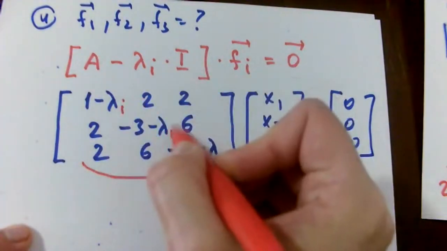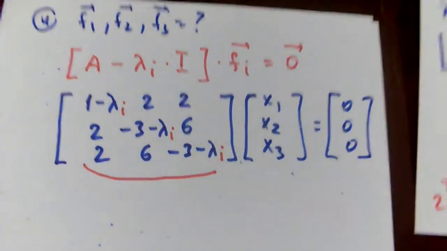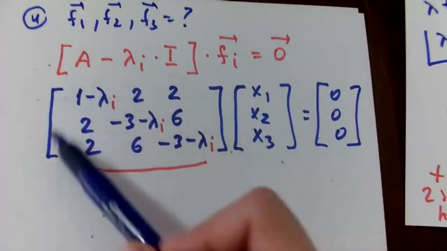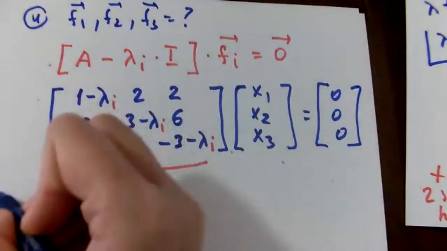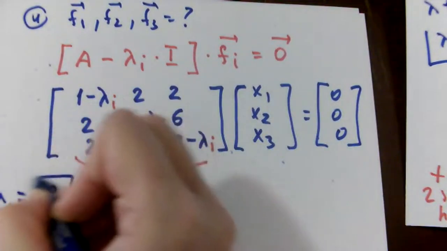And it's better to put subscript i here just for rigorousness. Okay, and now what we need to do, we need to repeat this process 3 times for every single lambda. So let's start with the first one. Lambda 1 is equal to minus 9, if you remember.